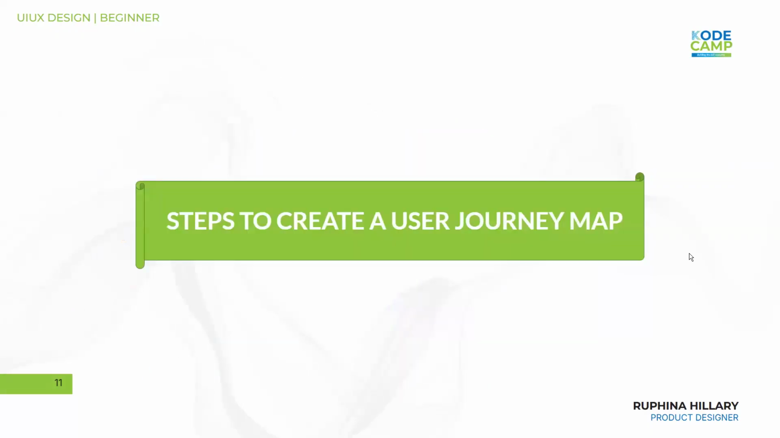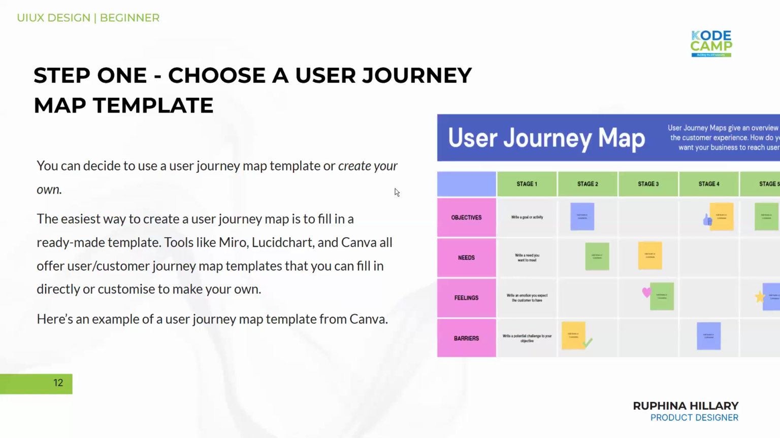So you can get the template from tools like Canva. If you just type user journey maps on Canva, you will see a lot of options that you can use. Then just customize and change some things and start filling the information in.